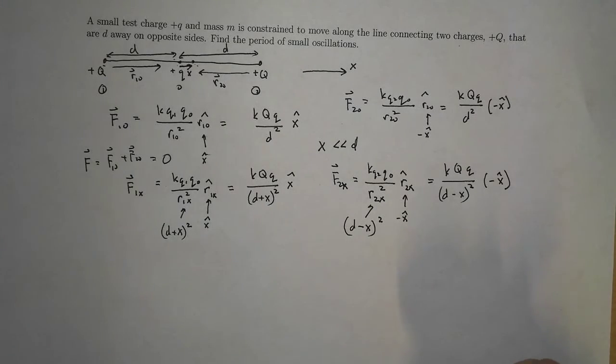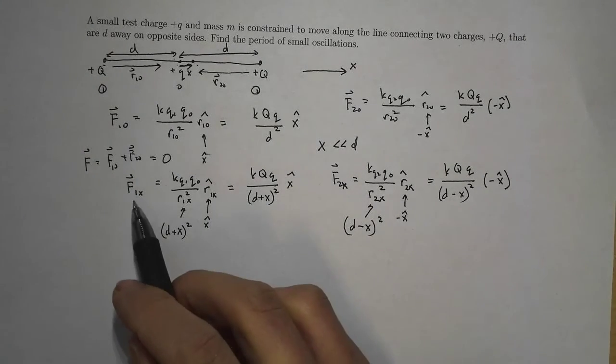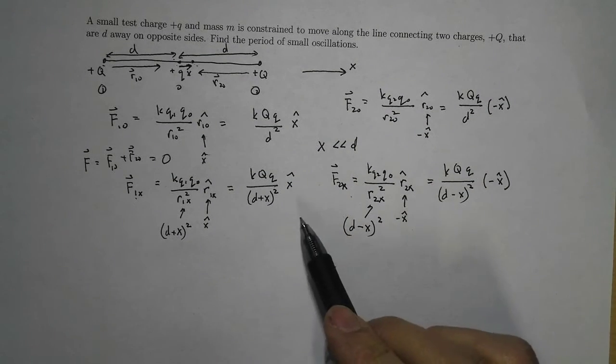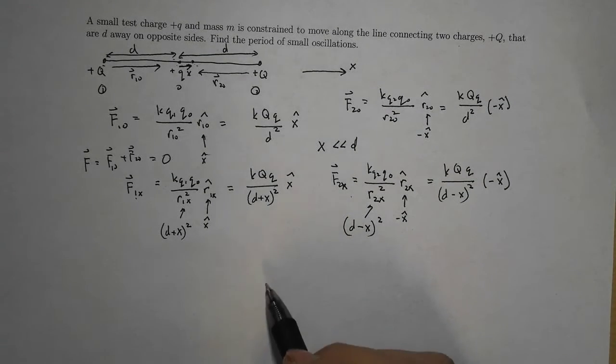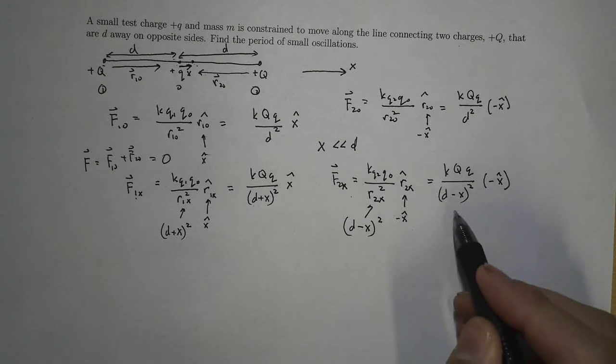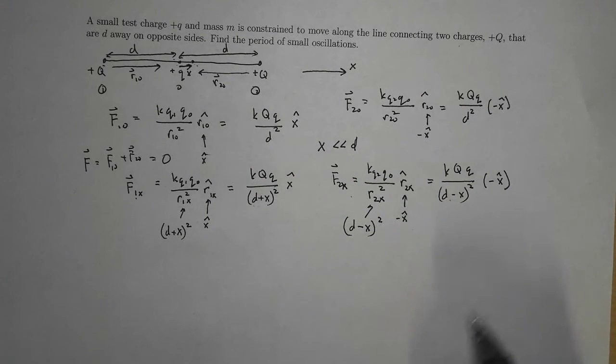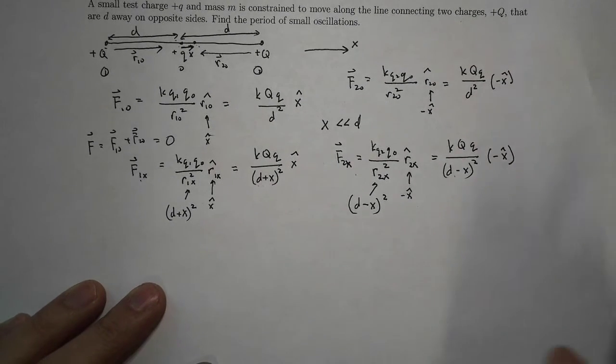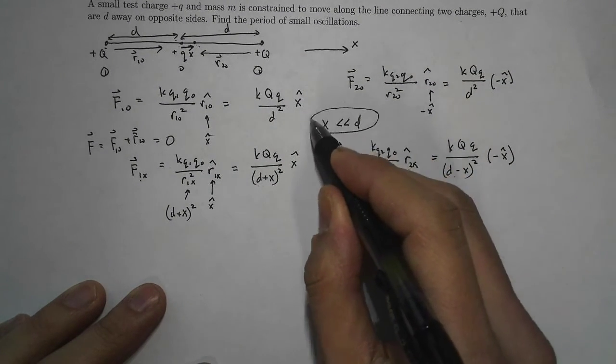All right. Now, if you look at these two things, F1 at x and F2 at x, they are not exactly equal and opposite. This is d plus x. This is d minus x. All right. So how do we solve this problem? The way we solve this problem is to use this key fact here.